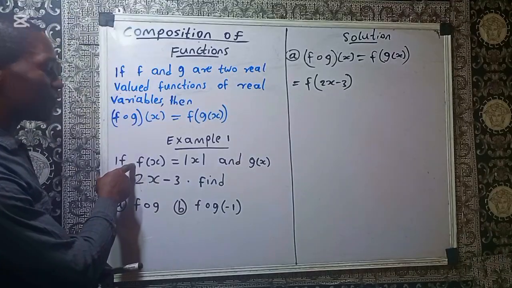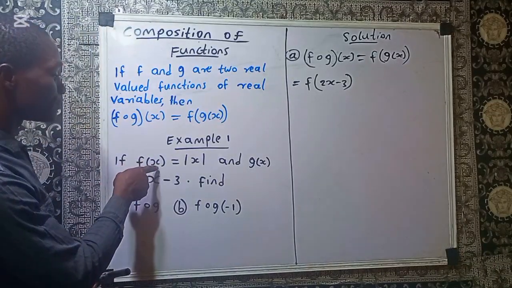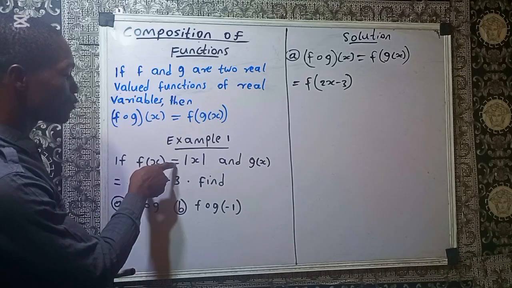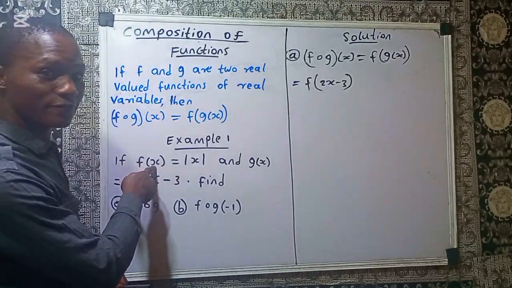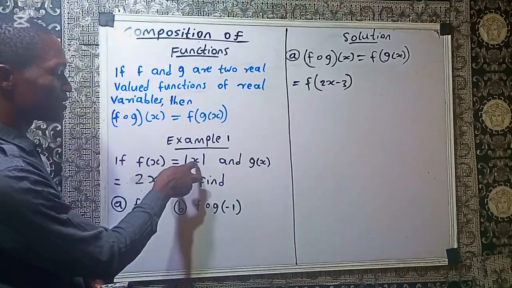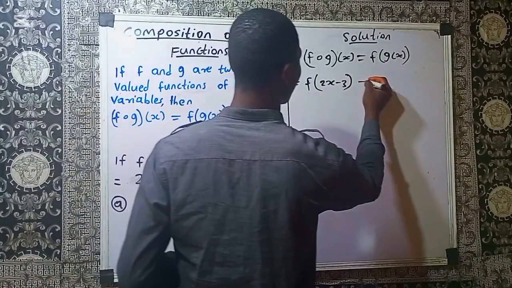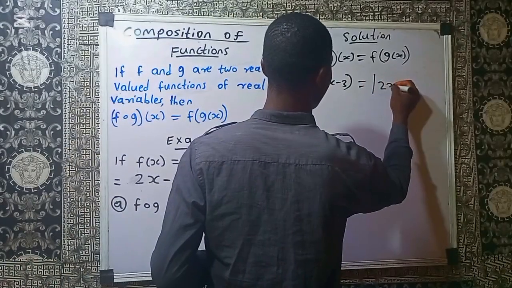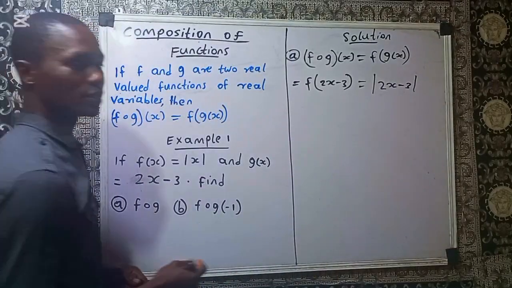We now go to f of x. What is f of x saying? F of x is equal to absolute value of x, which means that anything you put inside f, you are going to put it inside the absolute value. We replace this x with this, put inside the absolute value. So this will be absolute value of 2x minus 3. And we are done with that.